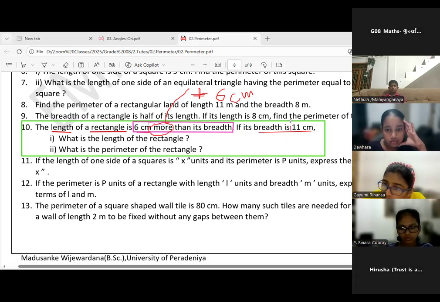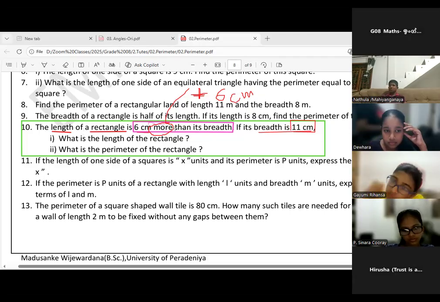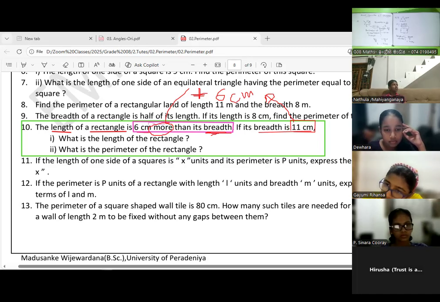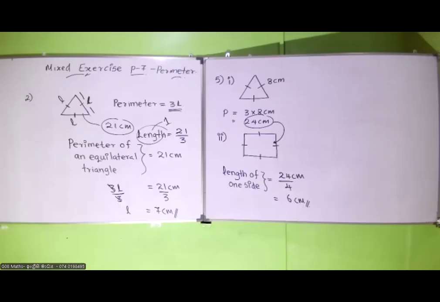Breadth, if the breadth is 11 centimeters, how are we going to calculate the length? The length of a rectangle is 6 centimeters more than its breadth. Very easy. Breadth here is 11 centimeters, and the length is 6 centimeters more than the breadth, so 11 plus 6. I will do it on the board.